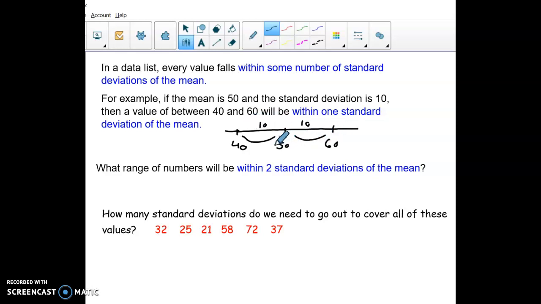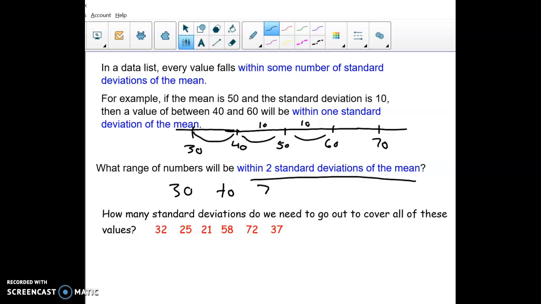And then we could say what would be two standard deviations. If we had the same mean of 50 and standard deviation of 10, all that would mean is we'd go out another 10 in each direction. So now it'd be down to 30 here and then up to 70 here. So you would say anywhere from 30 to 70 falls within two standard deviations. And they'll ask these kind of weird questions where they'll say, if here's our data, how many standard deviations do we need to go out to cover all of these?